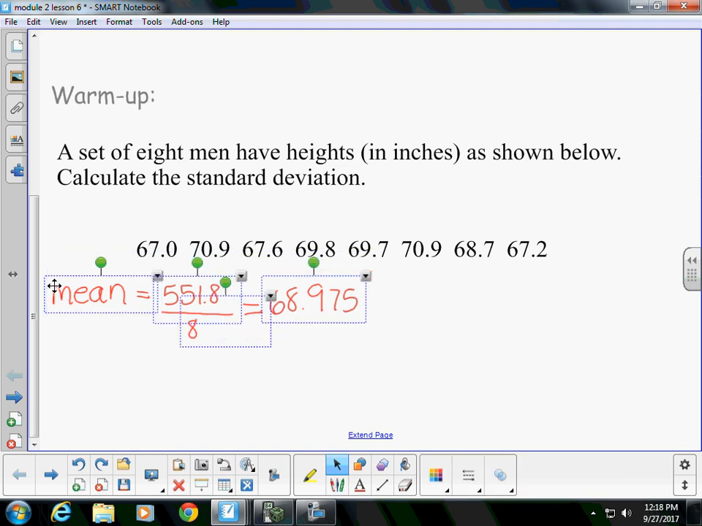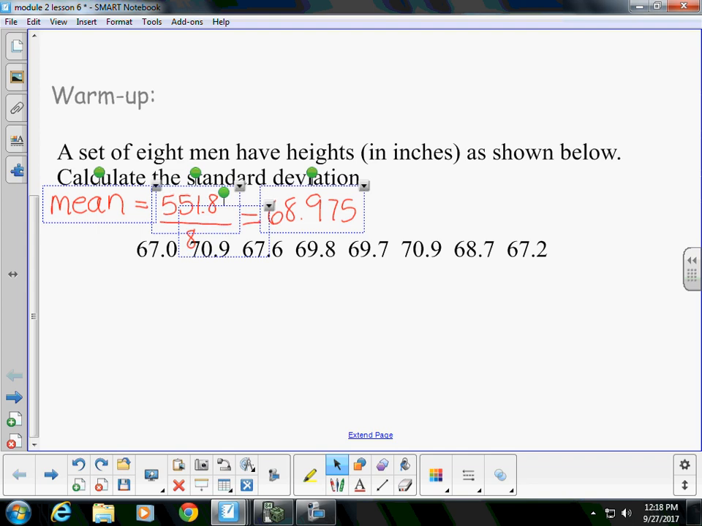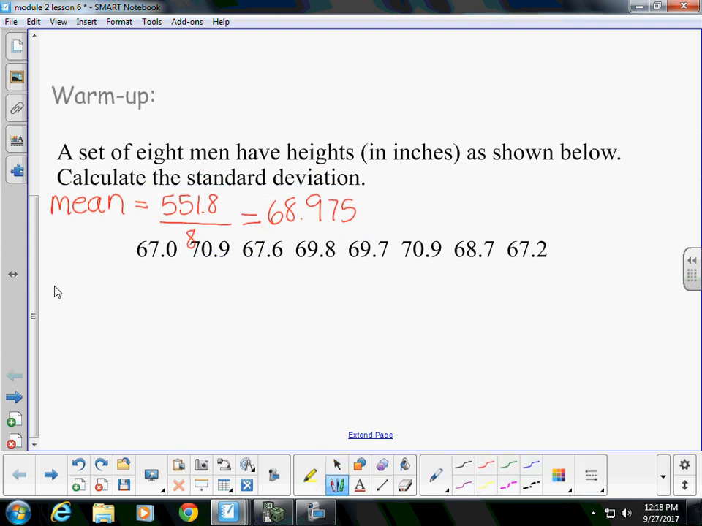And I should have given myself some room here because I'm going to want to make a table out of this information to do the next 2 steps. So I'm going to make it easy on myself and I'm going to round this number to the nearest whole number. Let's just make this number 69. Okay, so that's always our first step, finding the mean. The next 2 steps are much easier to do in a table format.